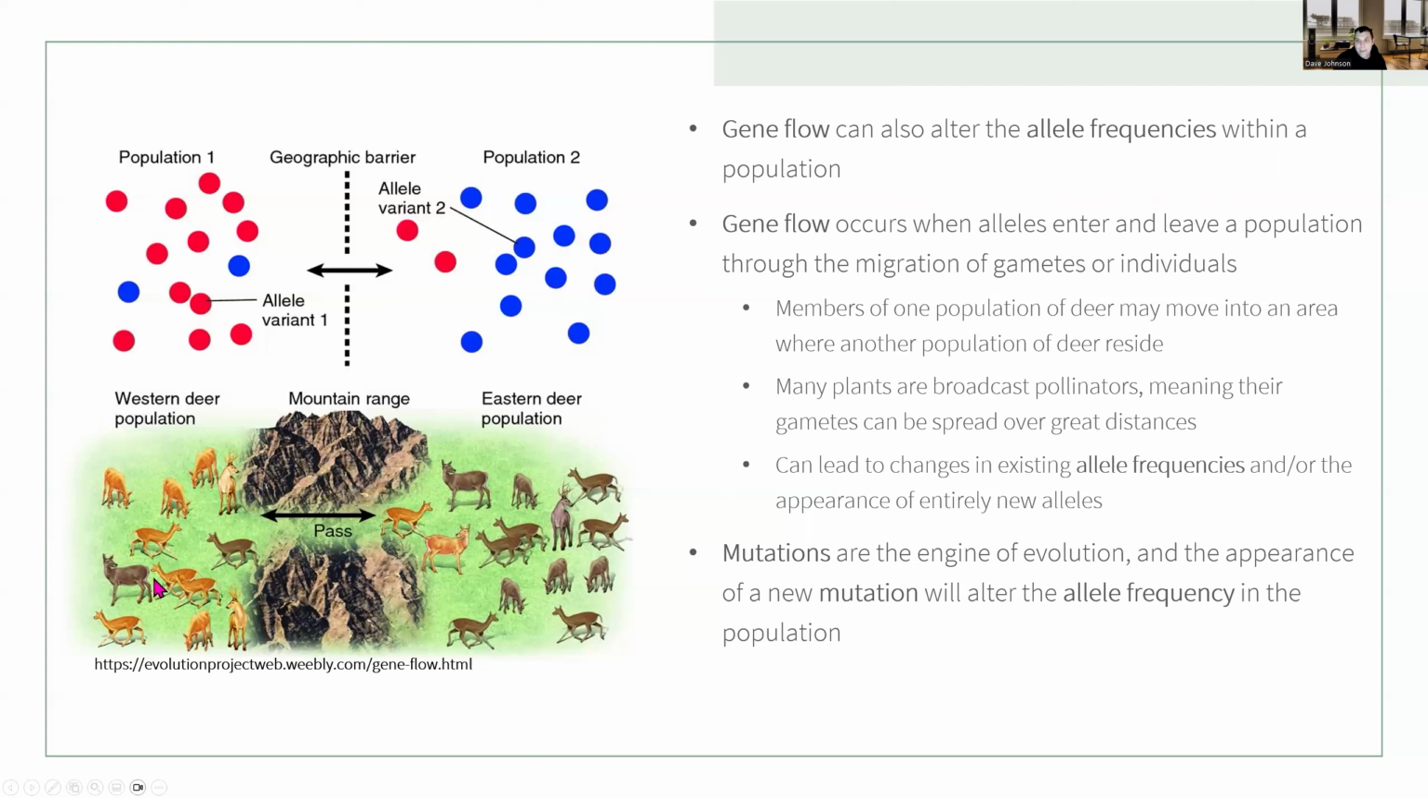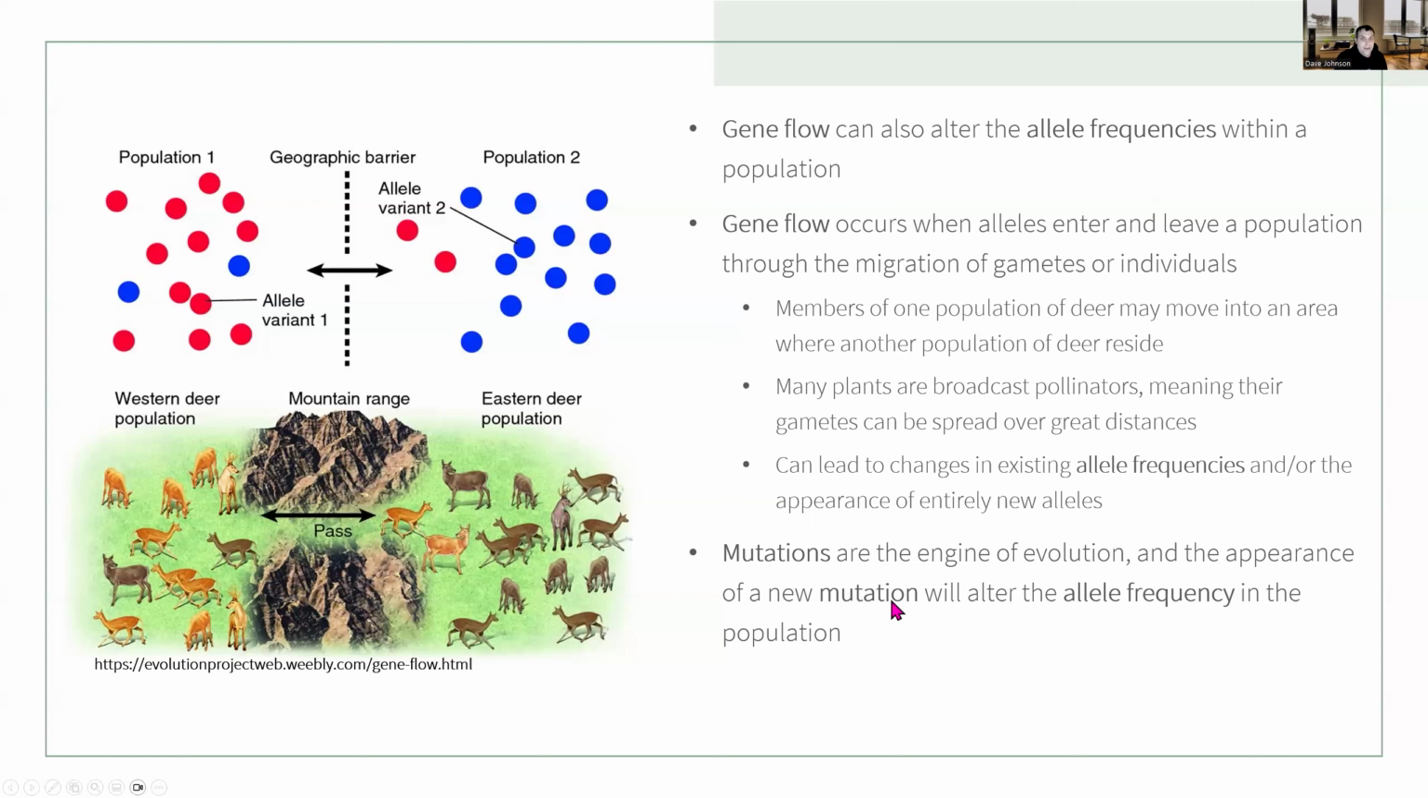Plants, on the other hand, many plants are called broadcast pollinators. For example, trees or flowers that use wind. So they just send their pollen everywhere. And in doing so, they can send pollen or their gametes outside of their geographic range, and they can now enter into distant populations. And in that sense, they can introduce new alleles to their population, or if those alleles have left the breeding range, the normal breeding range for that particular flower, those alleles have now left the population and are now belonging to a new population. So this can lead to changes in existing allele frequencies or the appearance of entirely new alleles through this mechanism.